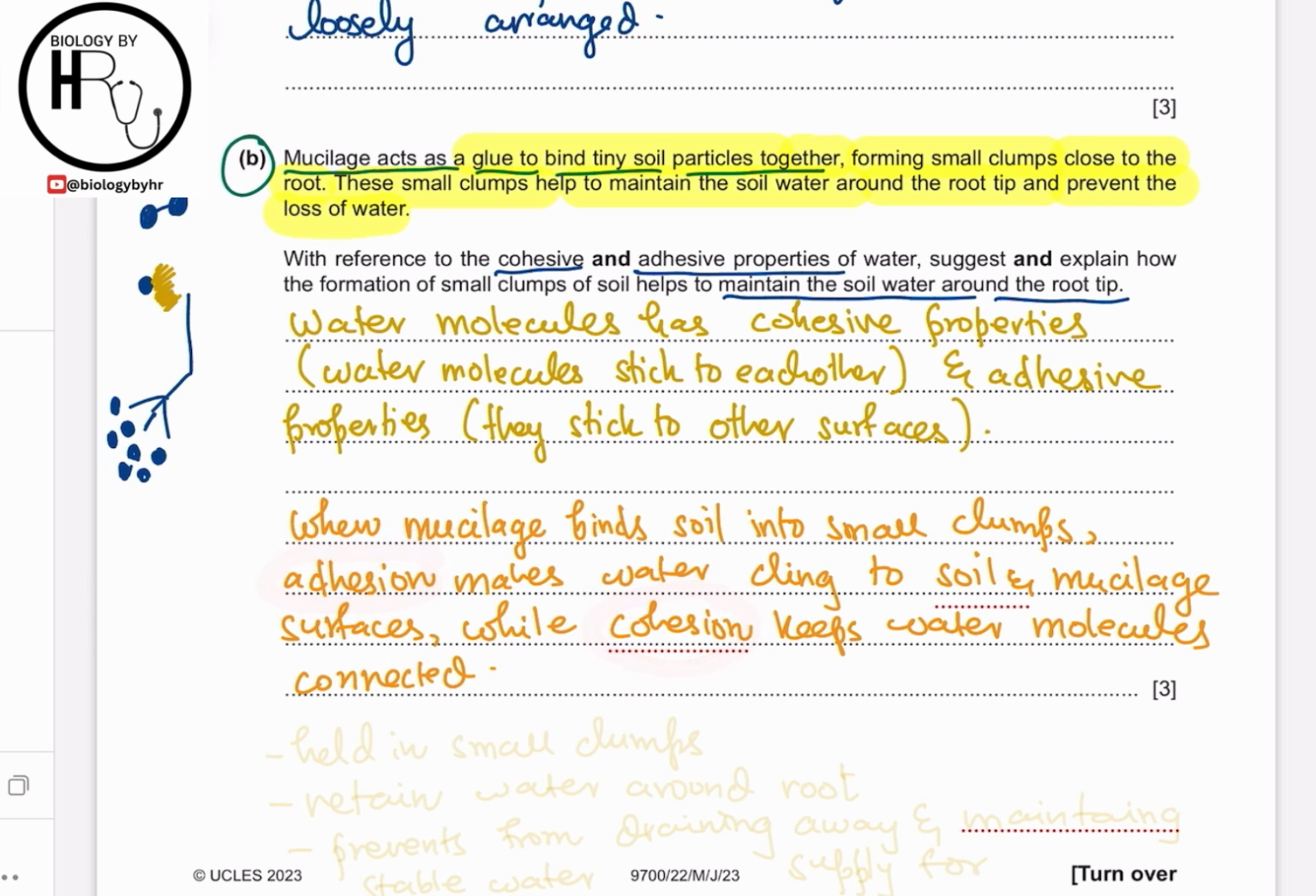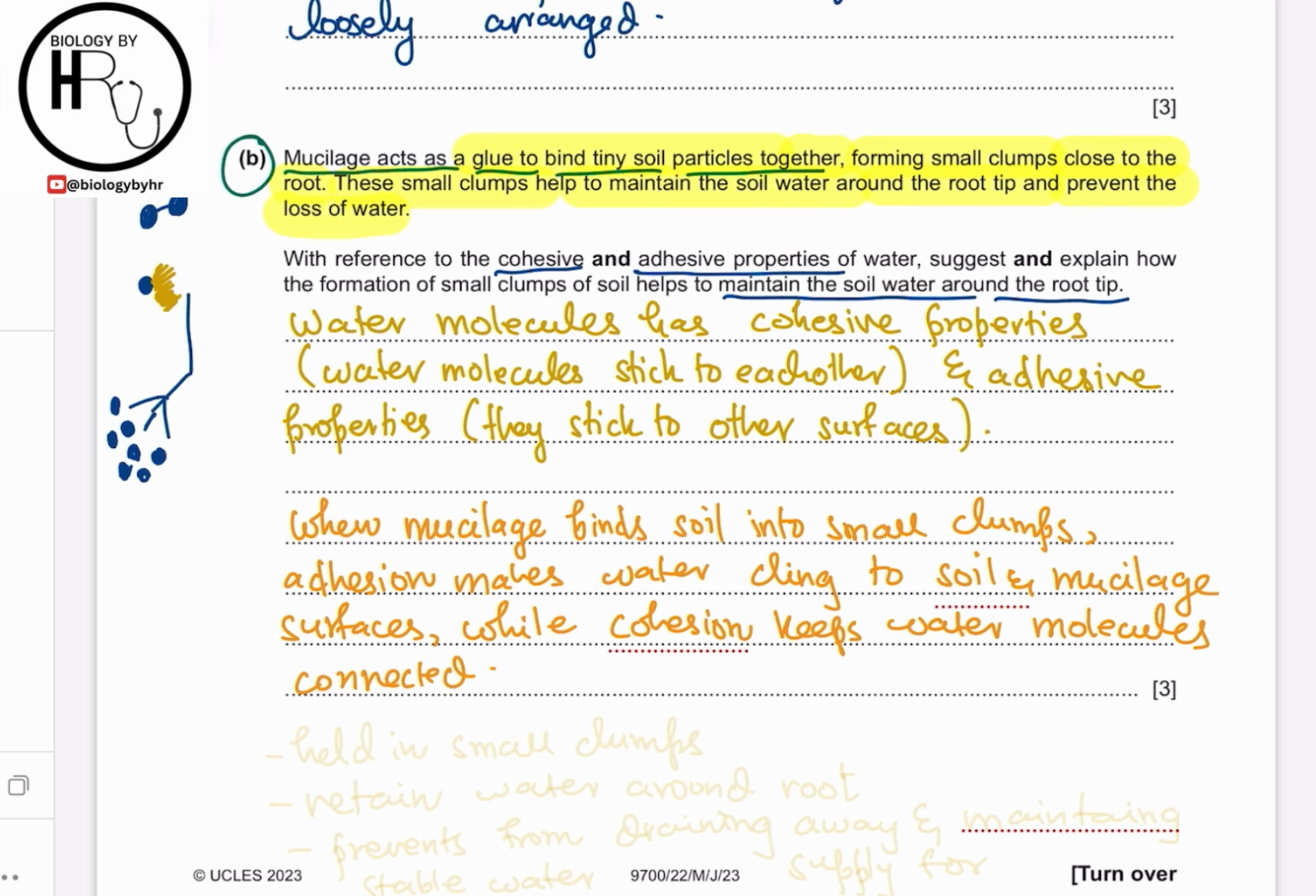So now because of these combined forces of adhesion and cohesion, by the adhesion the water molecules will adhere to the soil particles of the clumps and the mucilage, and by the cohesion the water molecules will stay connected to each other. These combined forces are going to help to trap the water in the spaces between the soil particles, right?